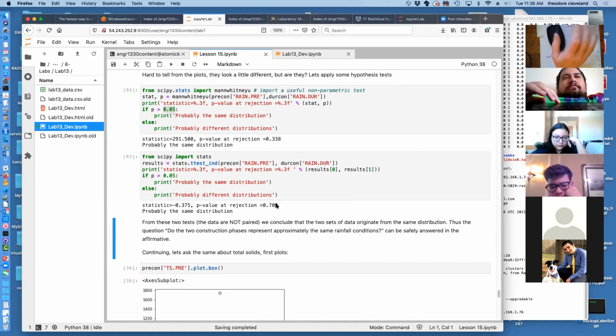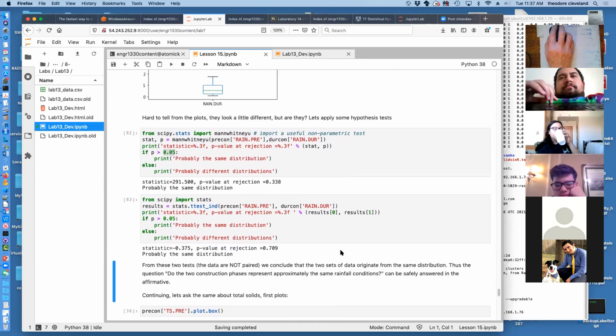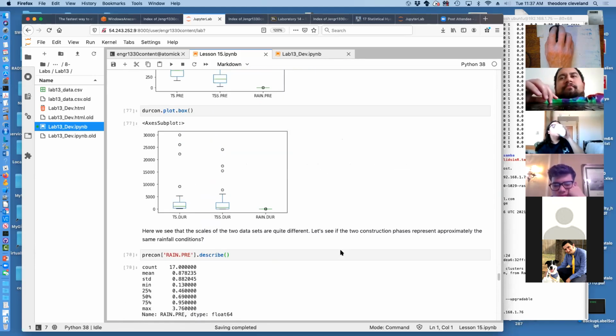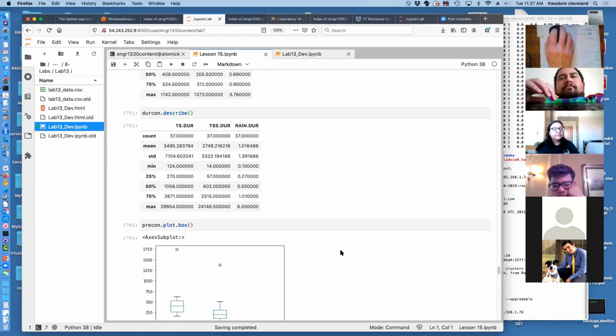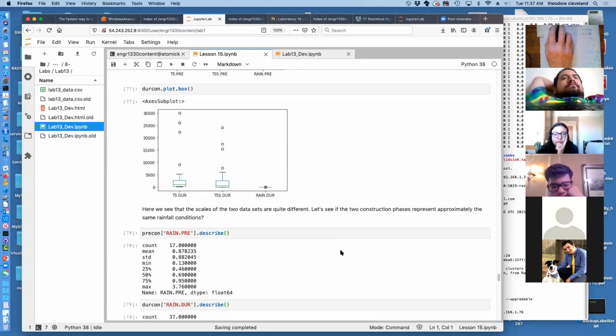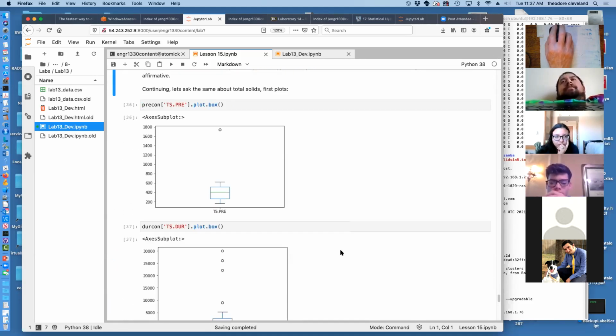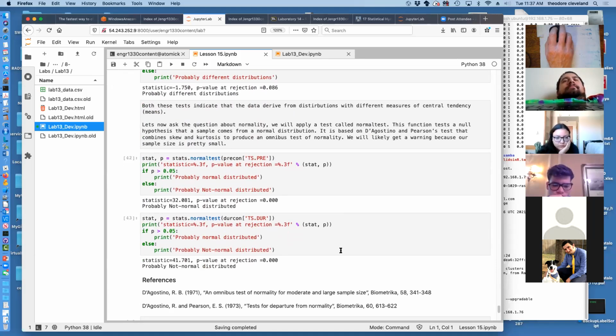So from the two tests, the data are known to be not paired. We conclude that the two sets of data originate from the same distribution. Thus, the question, do the two construction phases represent approximately the same rainfall conditions, can be safely answered as affirmative. And notice what we did here. Perhaps you didn't see it because I didn't point it out. We've actually applied decomposition to our overall test. First, we're making sure the rain is the same. Because if the rain's not the same, it probably doesn't matter what the construction site's doing to the solids. So now we've convinced ourselves that the rain is same enough.